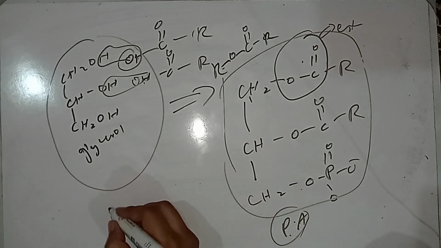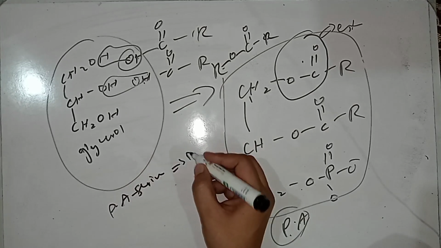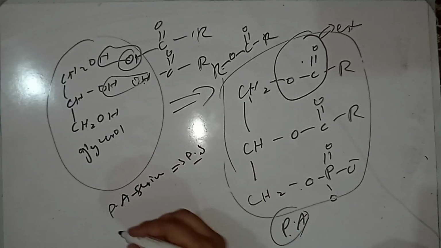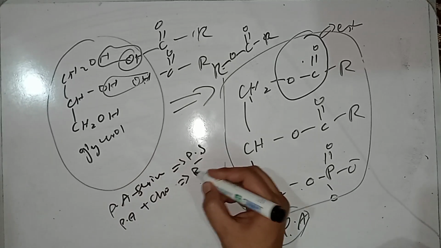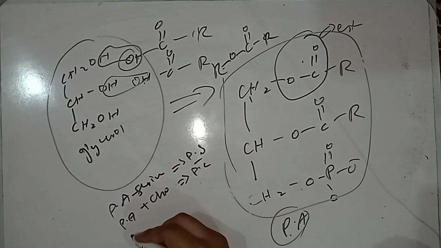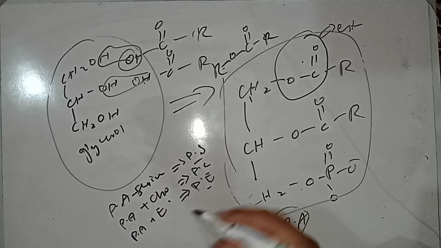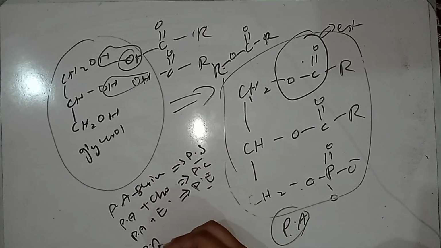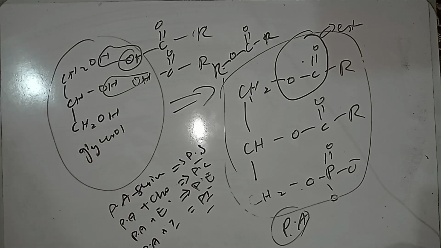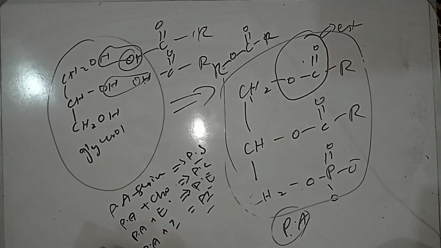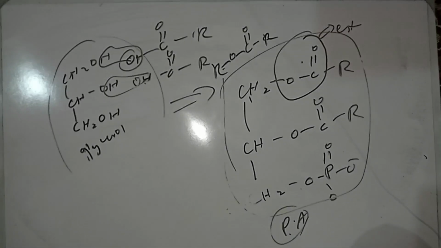For example, this phosphatidic acid joins with serine, which is a base, and converts to phosphatidyl serine, which is a phospholipid. Phosphatidic acid joins with choline and gets converted to phosphatidyl choline, which is also a phospholipid. It joins ethanolamine and gets converted to phosphatidyl ethanolamine, which is also a phospholipid. It joins with inositol and gets converted to phosphatidyl inositol, which is also a phospholipid. So in this way it gets converted to different kinds of phospholipids. Another phospholipid we should know here is cardiolipin.